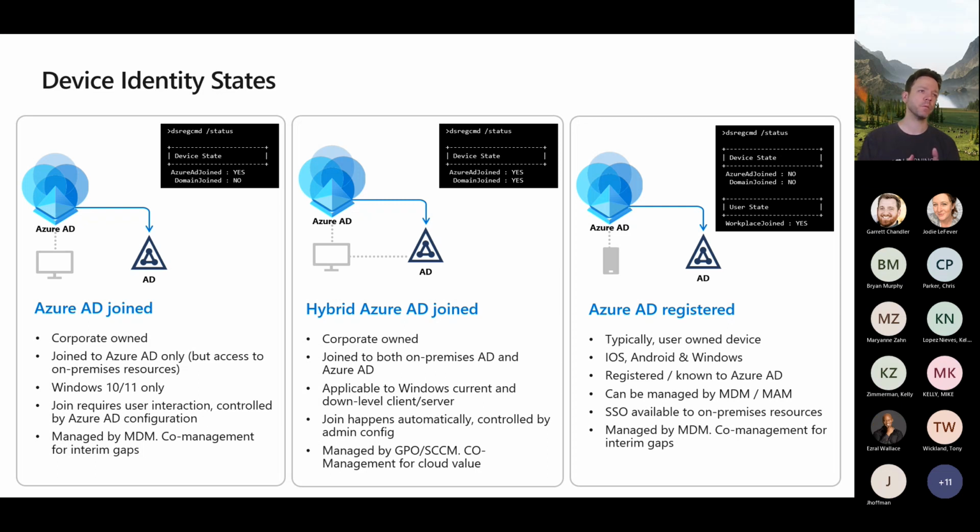And so that state is what we would consider a hybrid state where the device is managed on the domain but then it's also registered to Azure AD. And so in both of these cases, these are corporate owned devices. You own them as an organization. They're flagged as corporate owned in Azure AD and in Intune. But this hybrid join device, it's technically a domain joined computer. It's a domain joined PC.